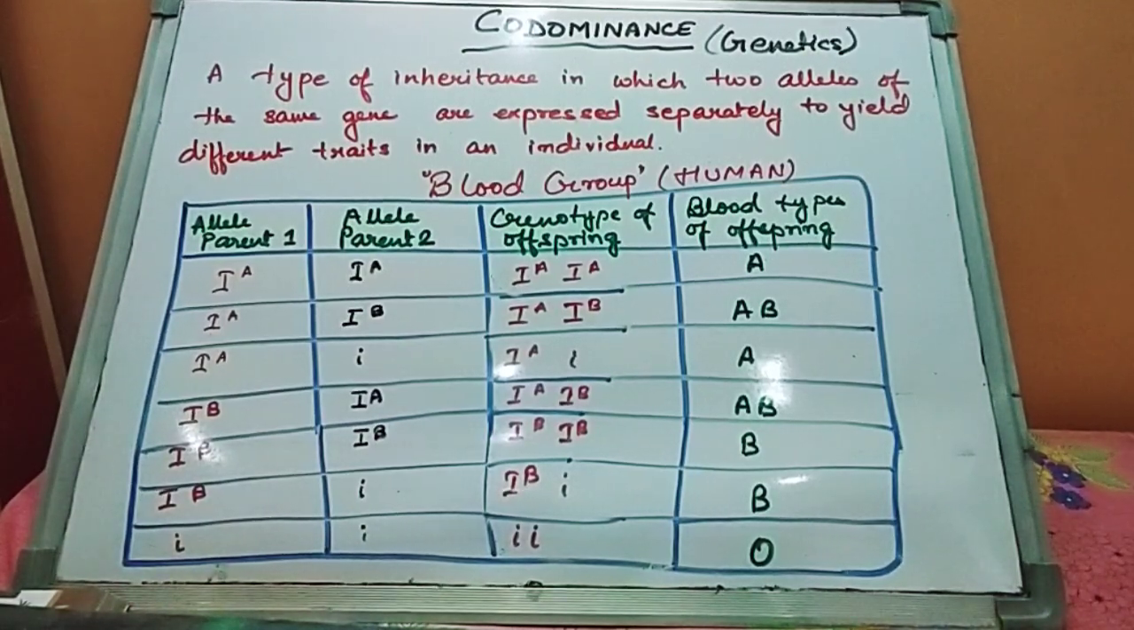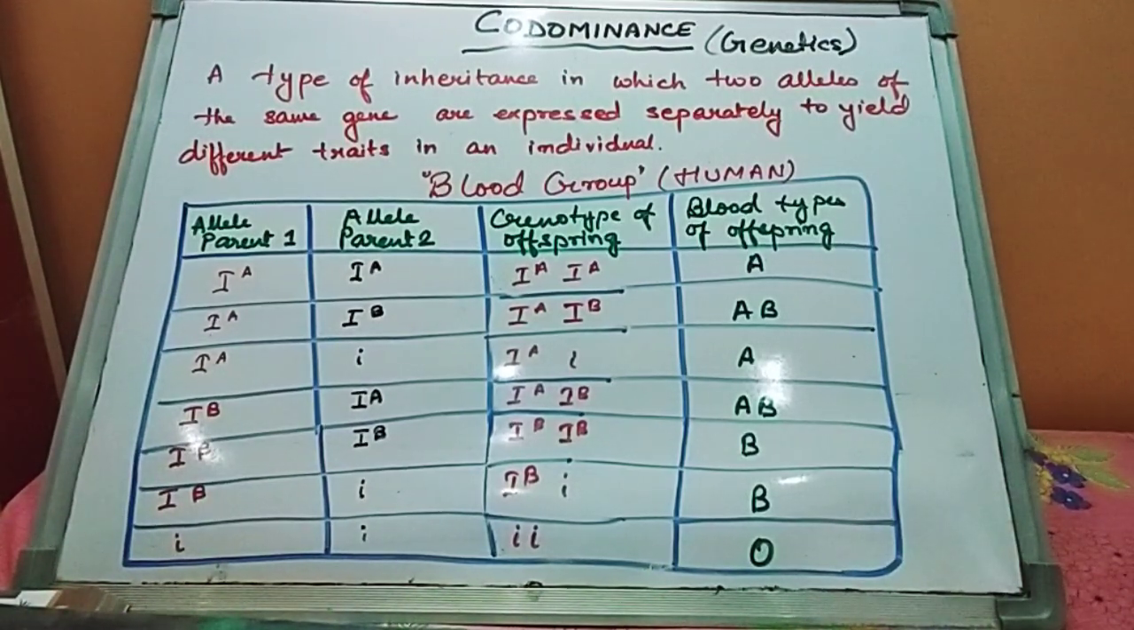And the most important example is blood group in humans. Now, we have come across the ABO blood group system in humans, where we have blood group A, blood group B, blood group AB and blood group O. And we have categorized them on the basis of the antigen, that is a specific type of protein which is found on the surface of RBC. So the ABO blood group is one of the most important examples of codominance as well as multiple alleles.